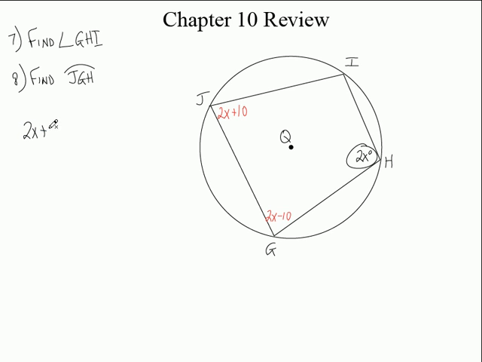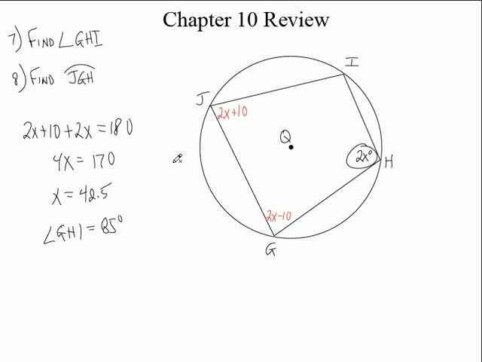So we add them up, plus 2x equals 180. That's 4x equals 170 when I subtract the 10. And when you divide by 4, x is 42.5. Oops. Double it, and you've got that angle. So that angle right there, angle GHI, is 85 degrees.